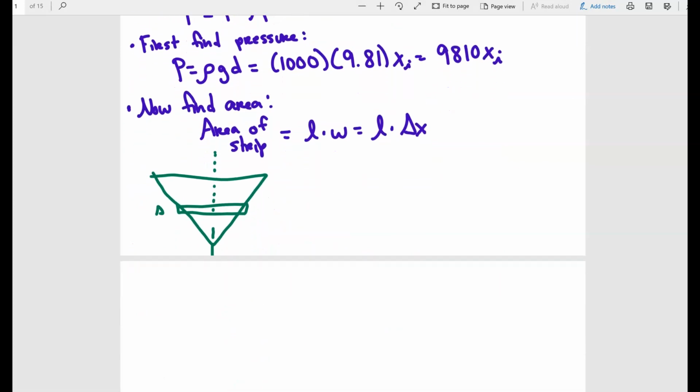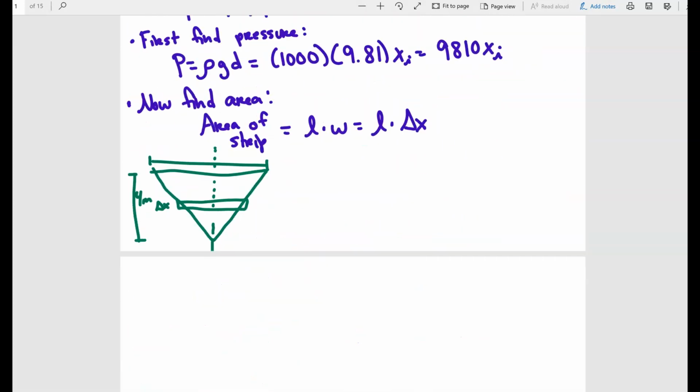We know this is delta x. We know how far this thing is. This thing is just 4 meters. Okay, this guy over here, from there to there, is how much? 6 meters. Okay, all right. And now all we need to figure out is what exactly this length is going to be.